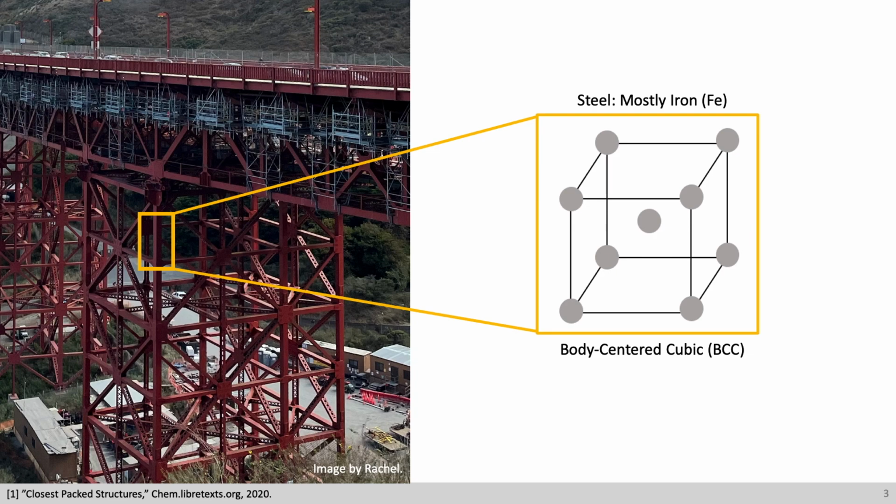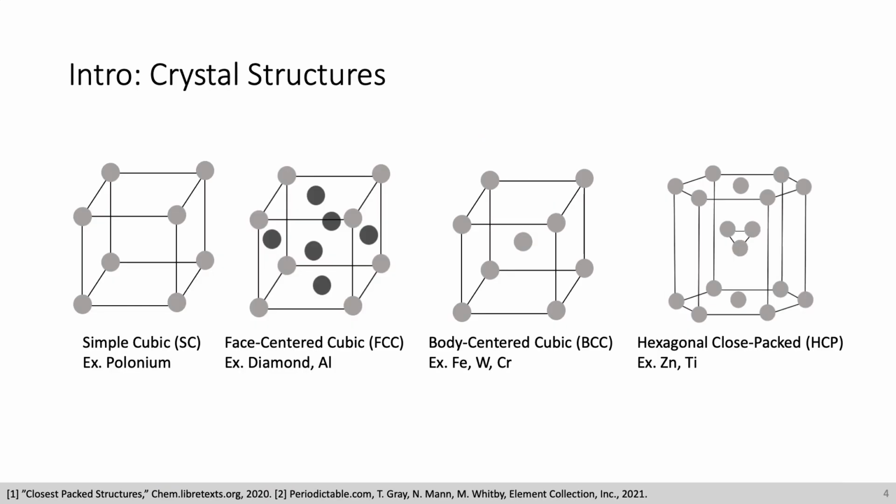And so with that, we're going to go over how each crystal structure that we see, simple cubic, face-centered cubic, body-centered cubic, and hexagonal close-packed, make up the material properties that we see in our daily lives by looking at specific calculations that we start off with in order to understand these crystal structures.